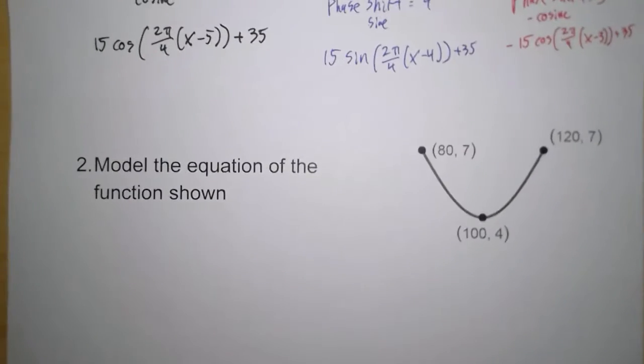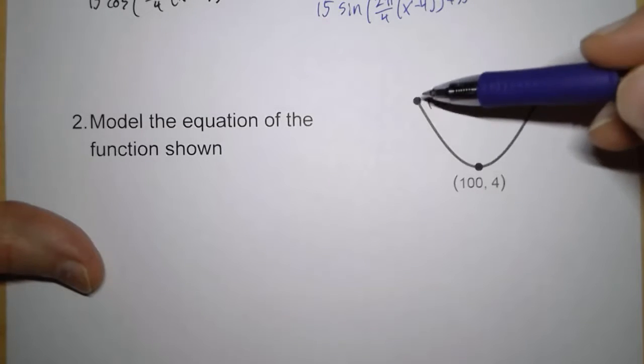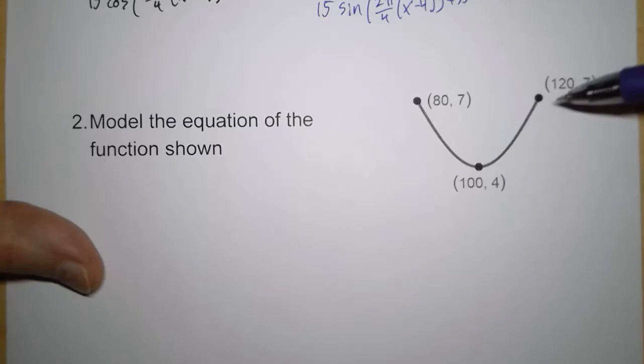So let's look at another one. Here we have another half cycle. Now, unlike the last one, this one goes from the middle to the bottom back to the middle.